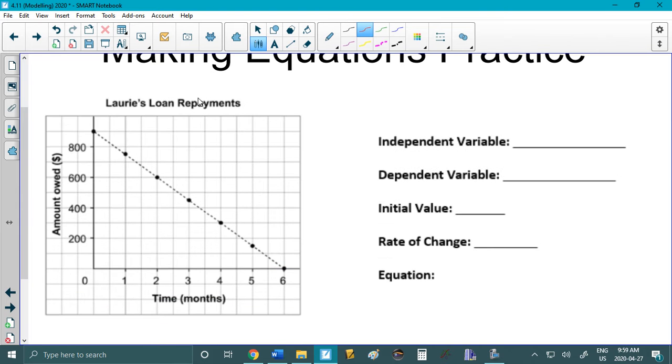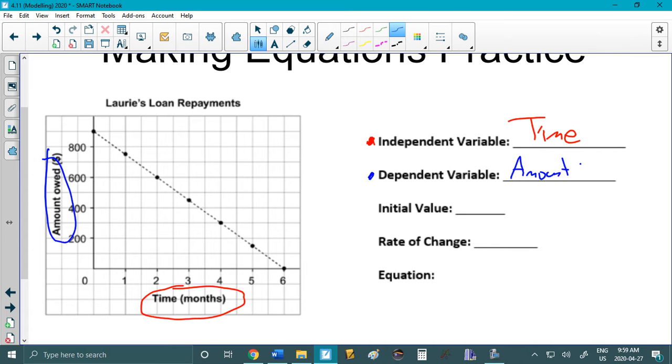So here we go. I want to make this page width. All right, independent variable. The independent variable will be red, and it's always down here, so time. The dependent variable will be blue. It's always over here, so it's going to be amount owed. The initial value will be green, and it's where the line crosses the y-axis. So this looks like 100, 200, that'll be $900. The rate of change will be purple, and that's the hard one.